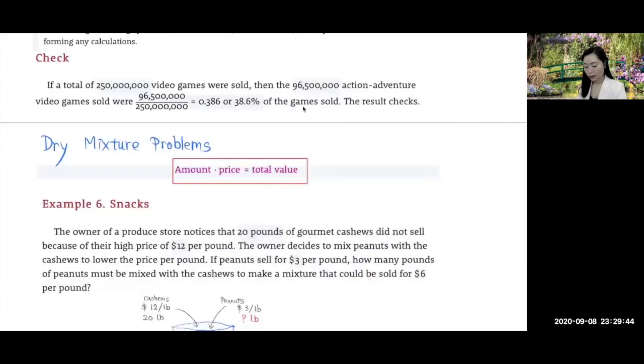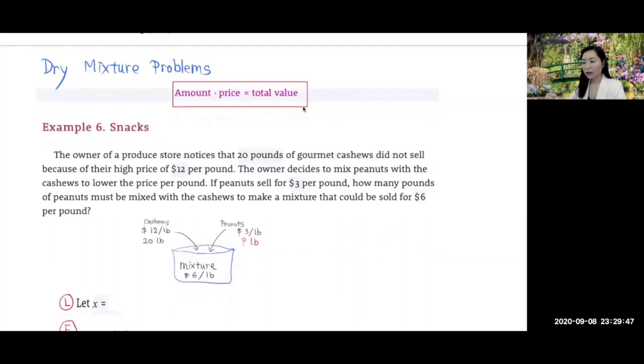Hi everyone. The second type of word problem that we're going to talk about will be the dry mixture problems. When we do this type of problem, remember this formula: amount times price equals total value.